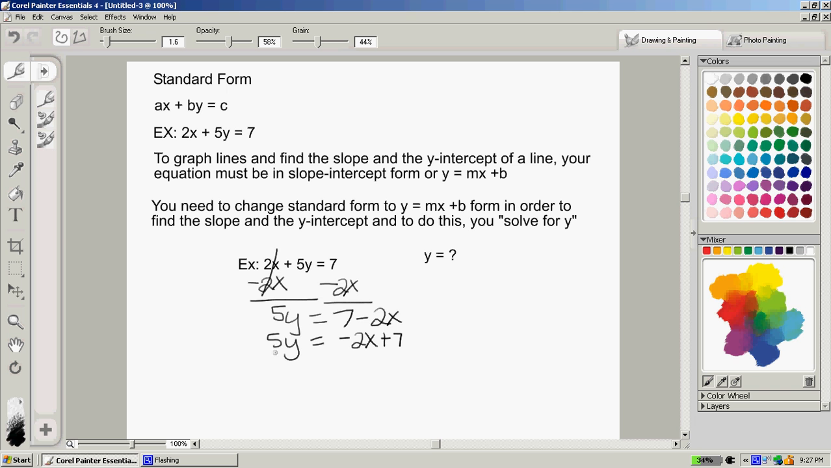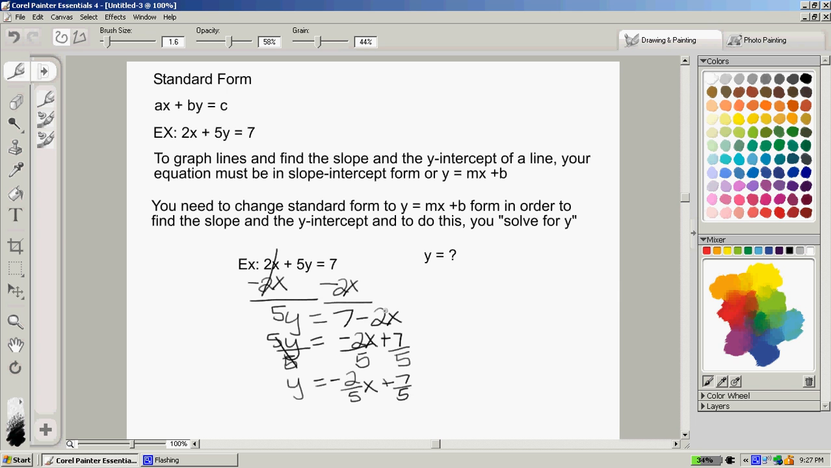Now, still, y doesn't look like y equals yet. To do that, we have to divide this by 5. And then we have to divide this whole side by 5 as well. So I'm going to divide each individual term by 5. And now the 5 and the 5 divide and become 1. So we're just left with 1y equals negative 2 over 5 x plus 7/5.